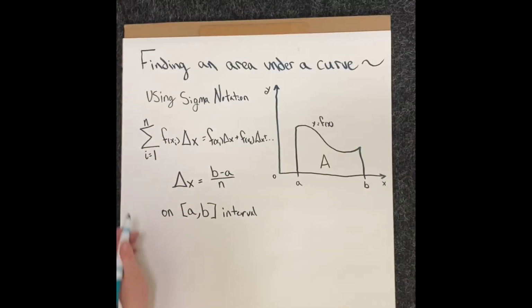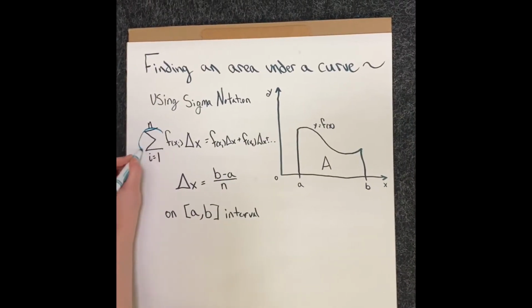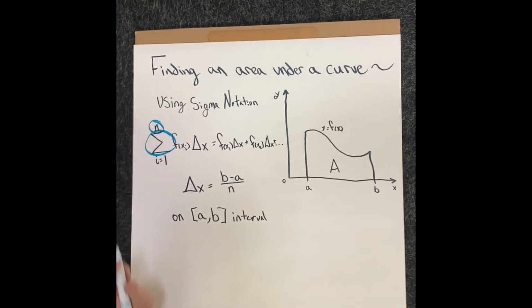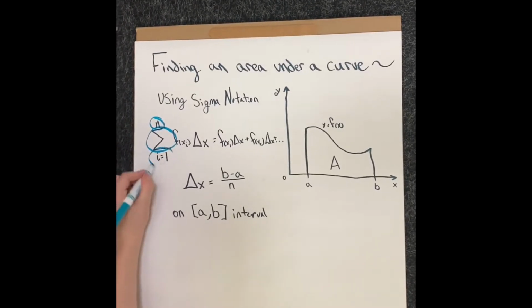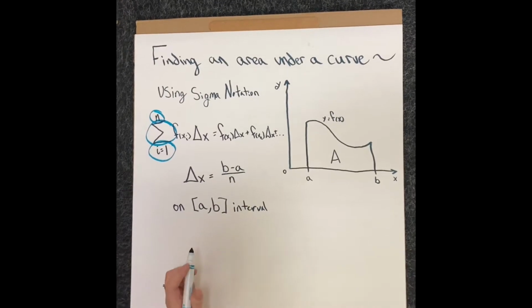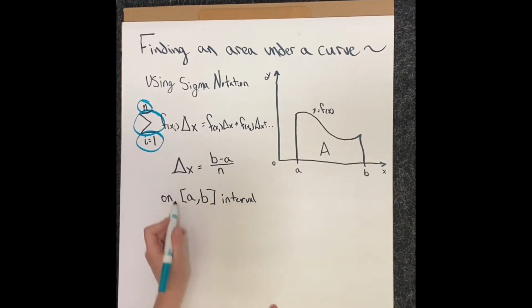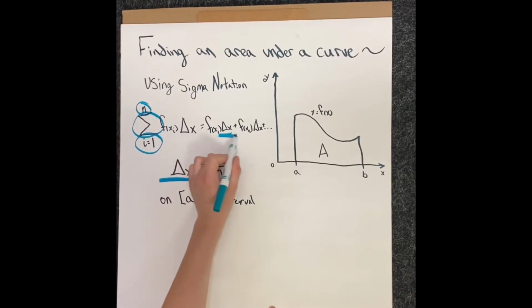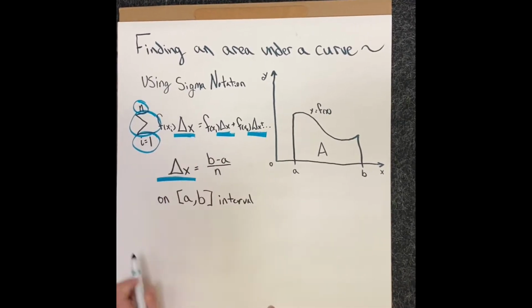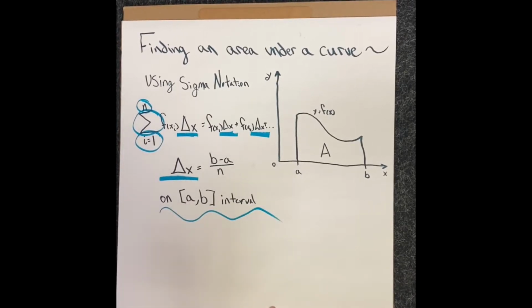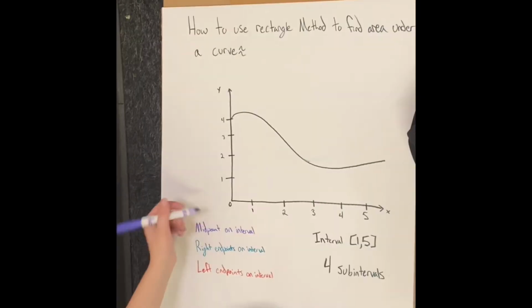Okay, so we're finding the area under a curve using sigma notation. This right here tells us to add. N is the number that we're ending with, and i is what we're starting with. The change in x, which you can see throughout the sigma notation, is b minus a over n, and this is going to be on the a to b interval, as you can see in the graph.